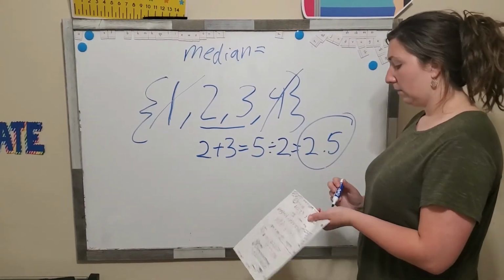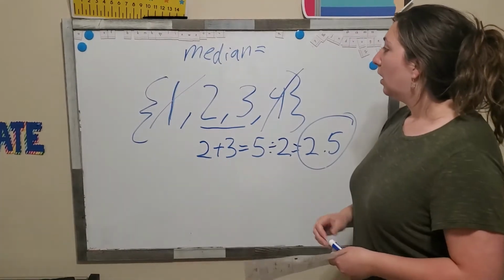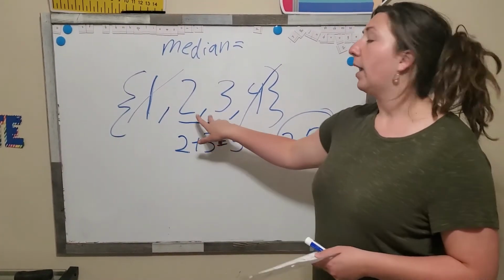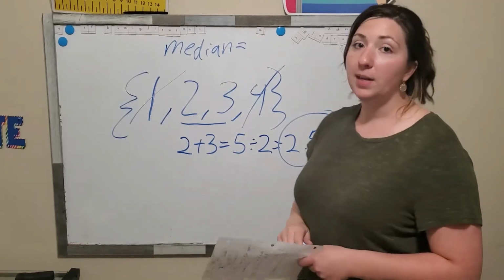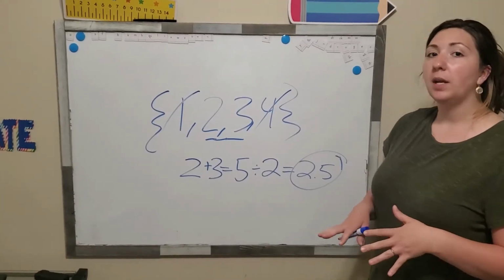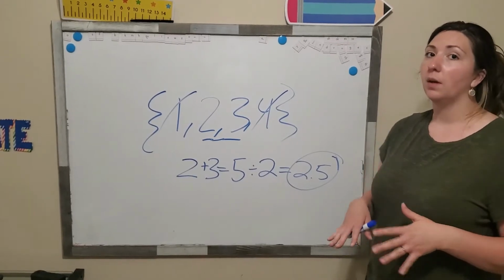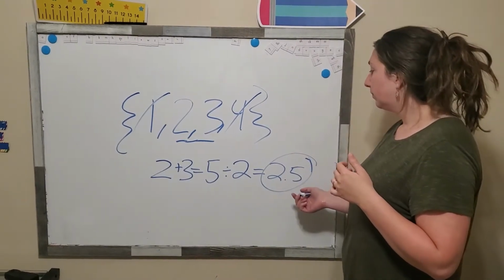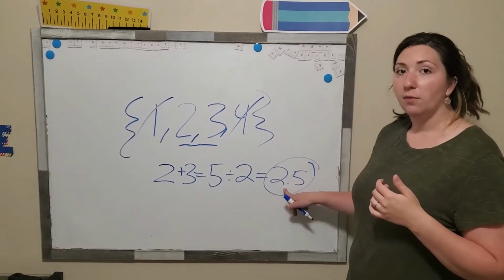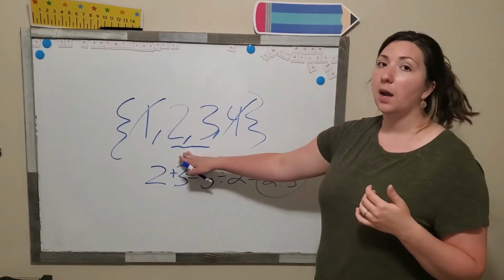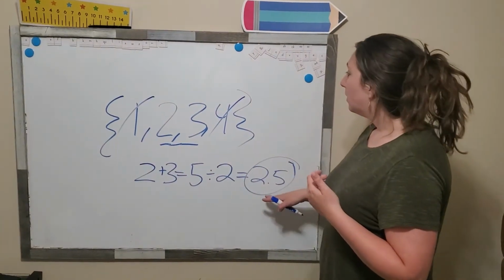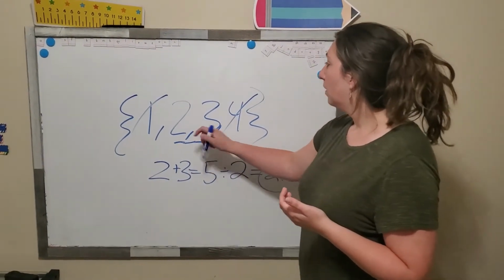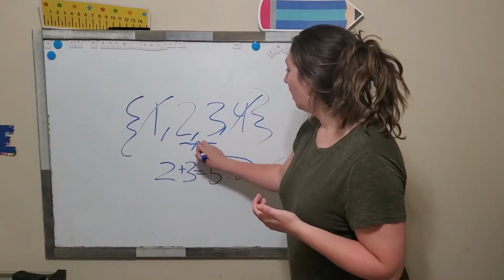So if you ever have 2 numbers in the middle, just add them together and then divide by how many numbers there are, which will be 2, to find your median. I also wanted to make a quick point here before we move on to finding the mode of a data set: for our median here, we got 2.5, right? 2.5 is not in our data set, but it is still the median because it is simply the middle of our data set.